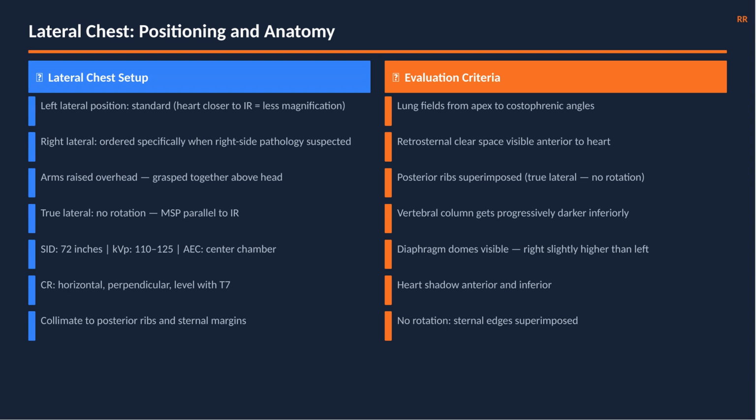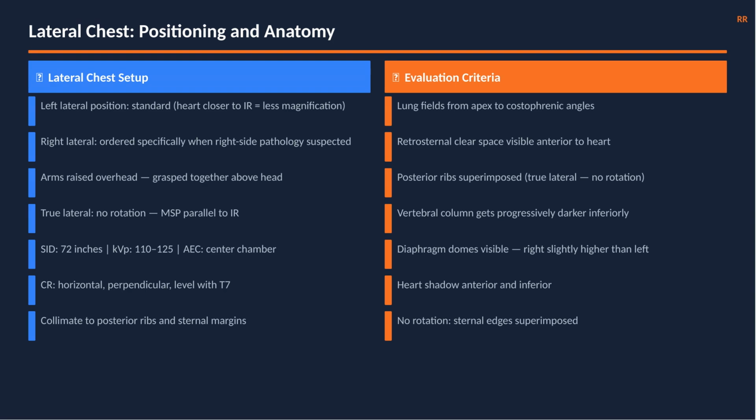Patient position. Arms raised overhead, grasped together above the head. The body must be in true lateral, no rotation. The mid-sagittal plane must be parallel to the IR. Central ray. Horizontal, perpendicular to the IR, at the level of T7. SID 72 inches. kVp 125. AEC. Center chamber is appropriate for the lateral view.